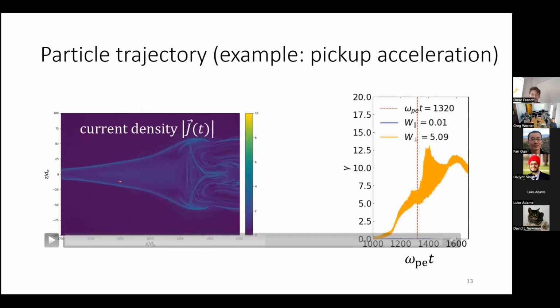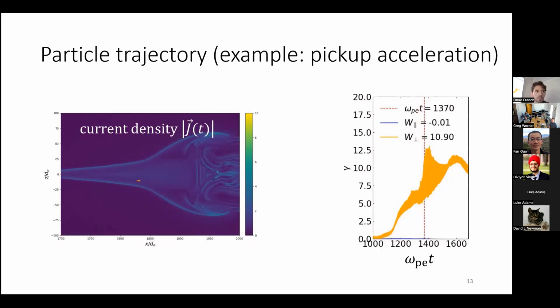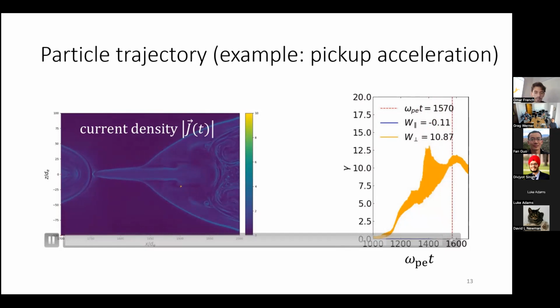Okay, so any questions about this? Let's watch it from the end. So now it gains more energy, right? Yep. As you can see, W parallel remains near 0.